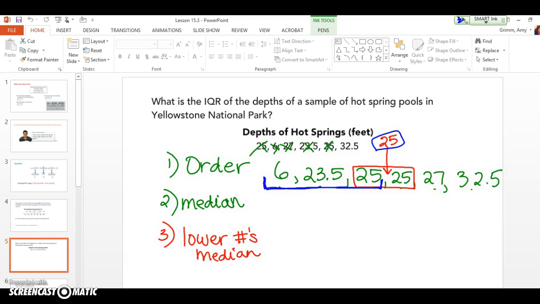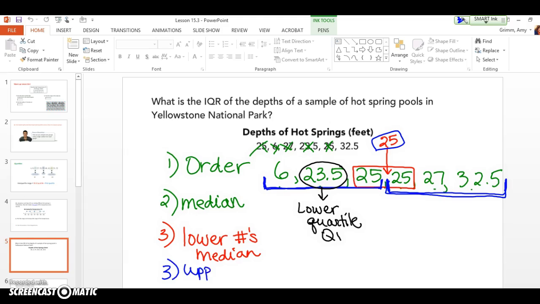Okay, all right, so this number is called the lower quartile, or quartile 1. Now, let's look at the upper set. So I'm going to come all the way over here. So now we're going to look at the upper and find the median again. What is the median of the upper set? 27. Very good. So here's this one. This is now the upper quartile.